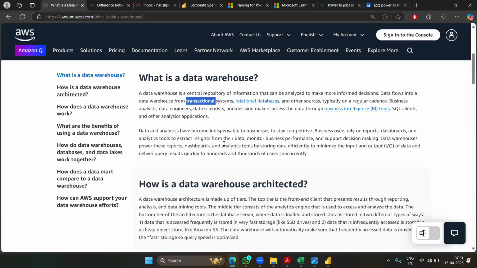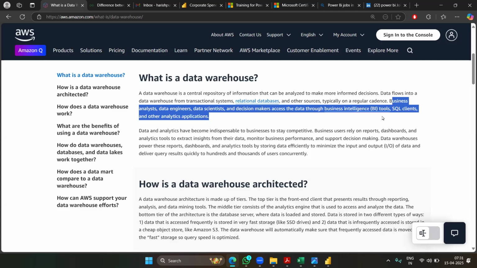And guys, I'm going to share this article with you, right? The learning material that I'm going to share is all handpicked, and I want you to go through it thoroughly and be comfortable with it. Typically, business analysts, data engineers, data scientists, and decision makers access it through BI tools, SQL clients, and other tools, right?